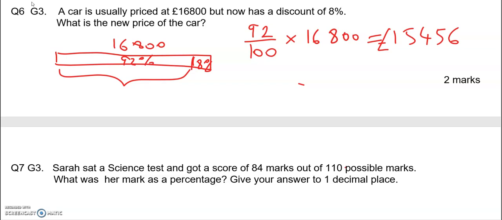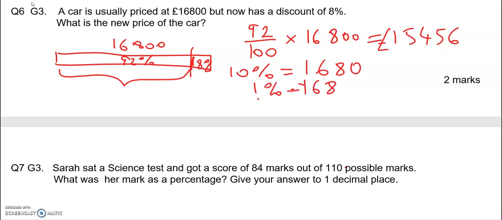And if you didn't have access to a calculator, you could have worked out 10% of the amount. So 10% of 16,800 is equal to 1,680. Then take away the 2%. So 1% of this is 168 and another 1% is 168. To get 2%, you just add these two together. So 8 and 8, 16.